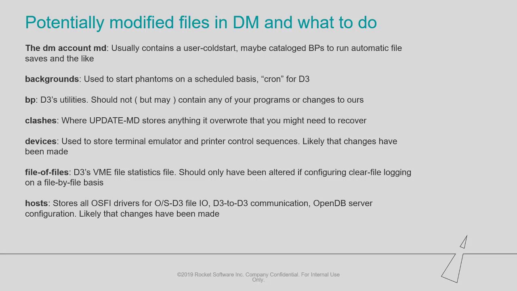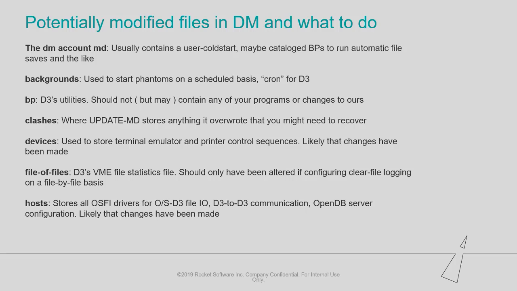Okay, now comes the fun part. Depending on how much you've modified our stuff, this could be as simple as copying over your user cold start or as complicated as copying in queue pointers, BP catalogs, and remodifying our utilities because somebody didn't like how we built them. Let's look at this file by file, starting with the DM account in the VME.